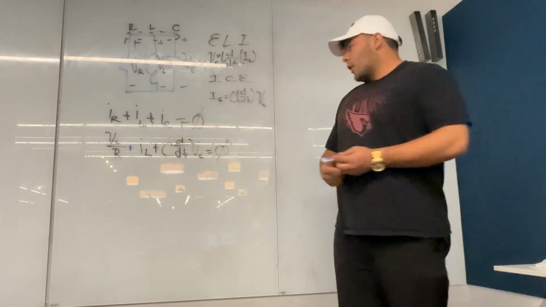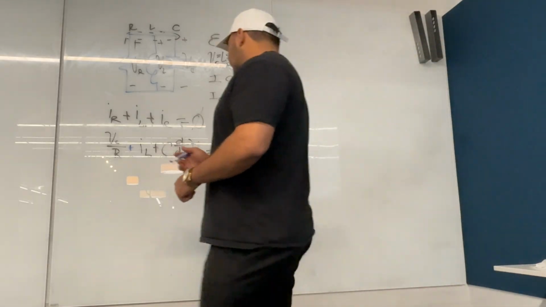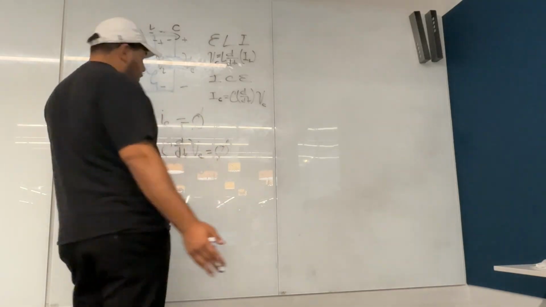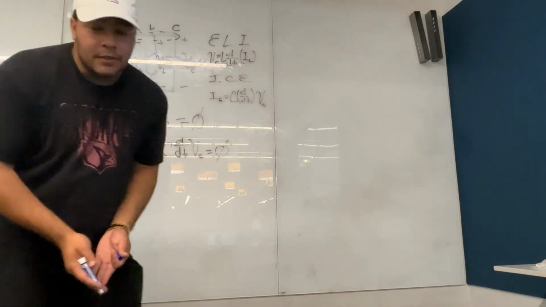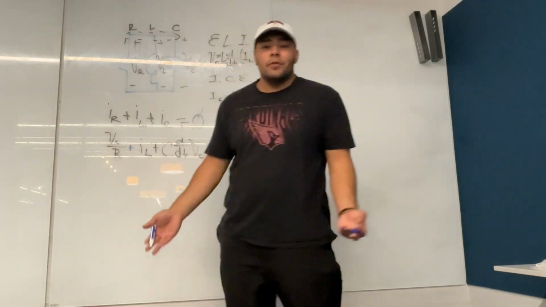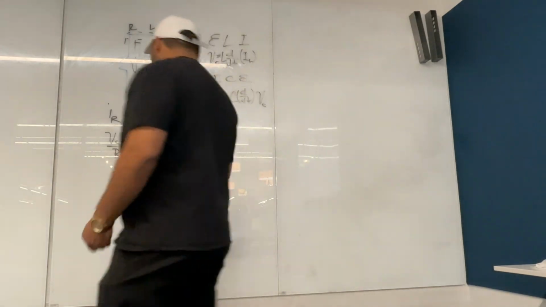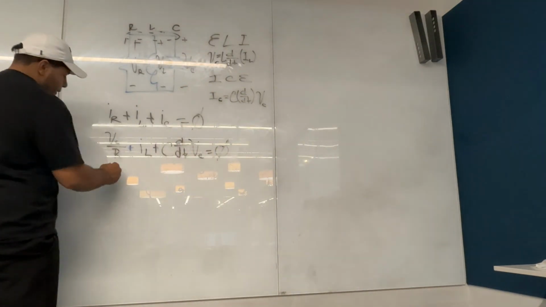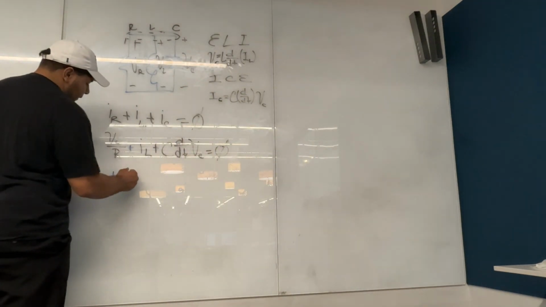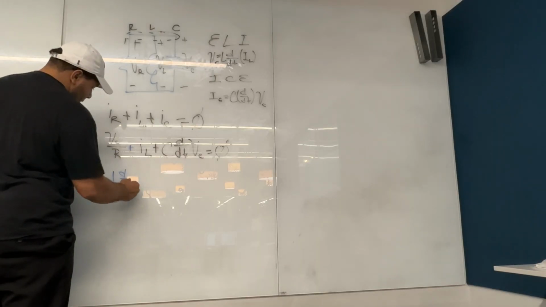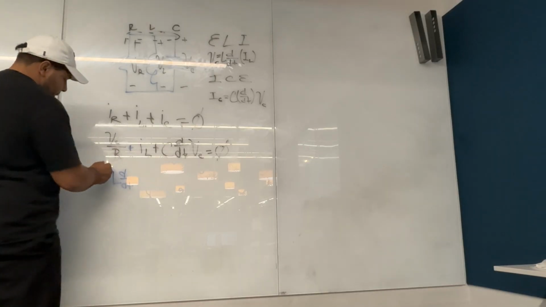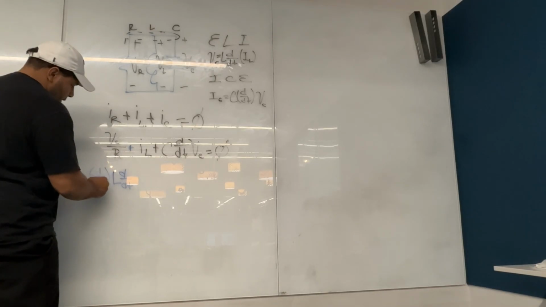All right, sweet. So next what we're going to do is we also know V sub C, and we know V sub C in terms of I sub L. That's why we did that. So let's do this. V sub C is going to be L d over dt, and then it's going to be 1 over R multiplied by.